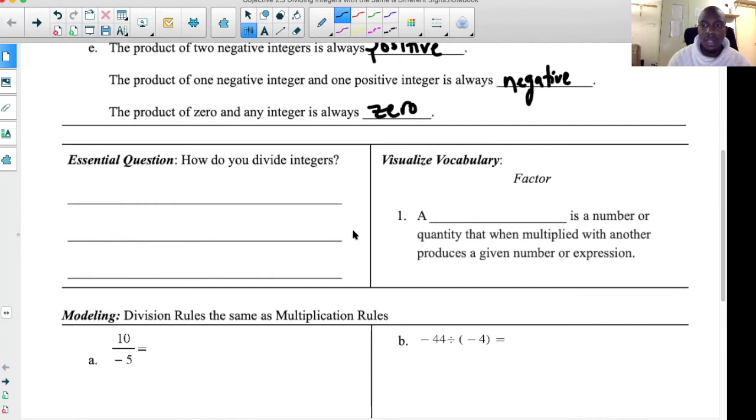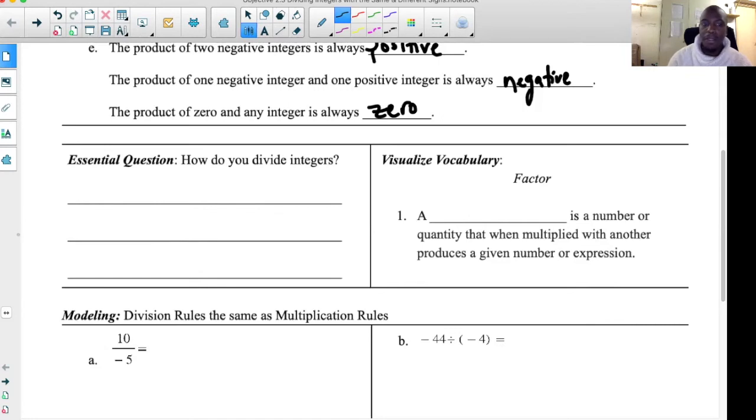A factor, right? A factor is a number or a quantity that when multiplied with another produces a given one. I believe when you were younger, you learned about common factors. If I ask you for the factors of six, you would say two and three. Those are the things that break down to give you that particular number. That's the same thing I want you to think about here as we dive into looking at factors.